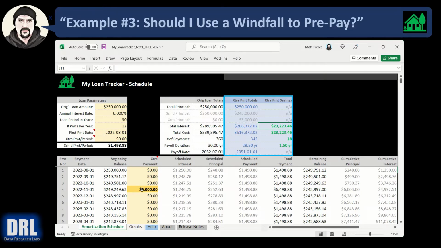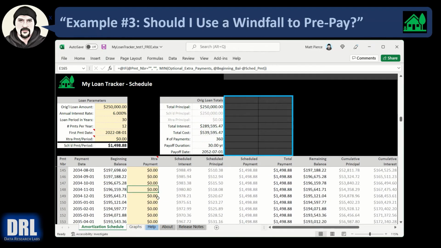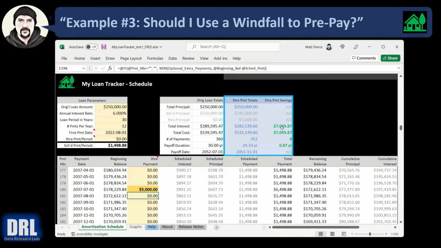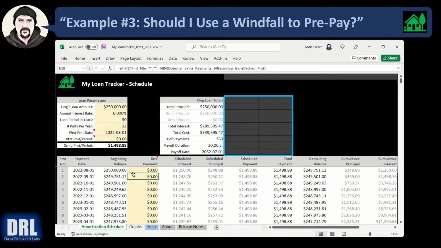Now notice, the impact of that $5,000 early on in the loan is high, but if I were to go down 180 payments maybe, which is 15 years in, half the life of the loan, if I do $5,000 here, I'm not saving $23,000, I'm saving $7,000. And I'm not saving 1.5 years, I'm saving 0.67. Why? Because I've already paid half of the life of the loan off. I've paid the higher interest. So it's important, if you're going to prepay in lump sums, try to do it earlier. The earlier in the life of the loan, the bigger the impact that it has.